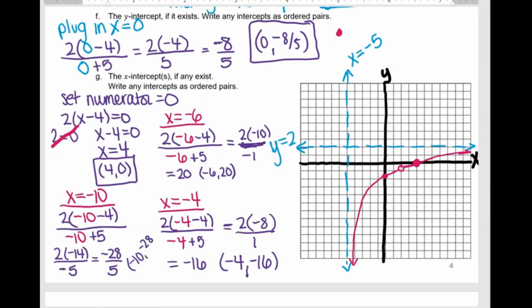Oh, I dropped a sign. -5 on the bottom, which means positive 28 over 5. Sorry about that. And 28 over 5 is 5 3/5. So between 5 and 6. So go to where -10 is. We're already at 2, 3, 4, 5. So it's about here. Which means when I connect on the left-hand side, it's going to shoot up into the air really quick as we approach x equal -5, and then it's going to slowly come down towards my horizontal asymptote of y equal to 2.